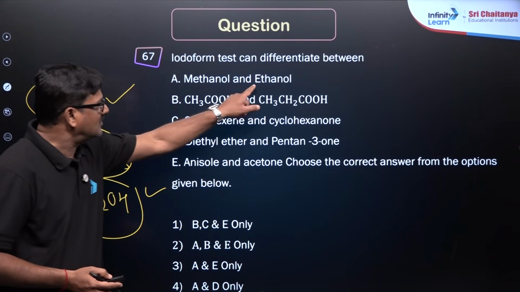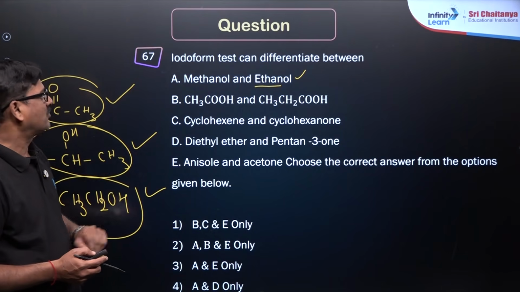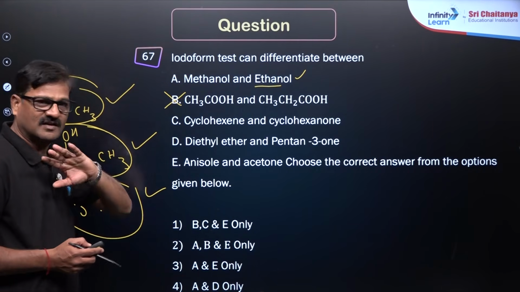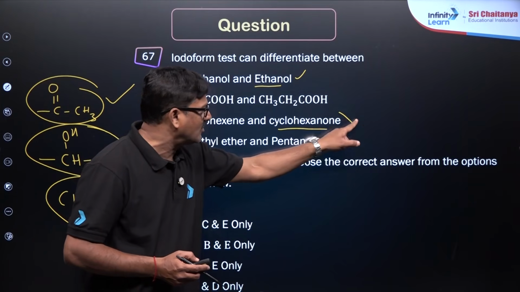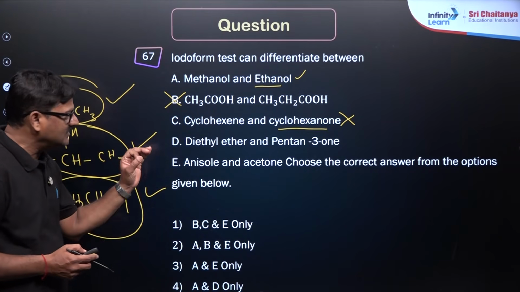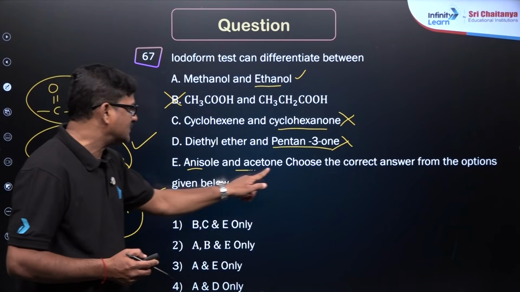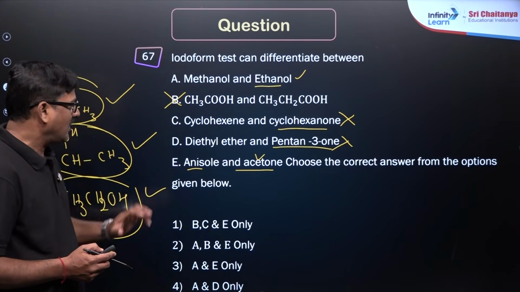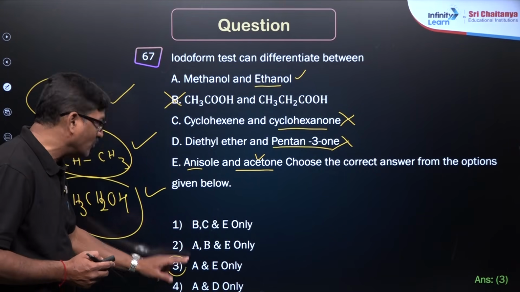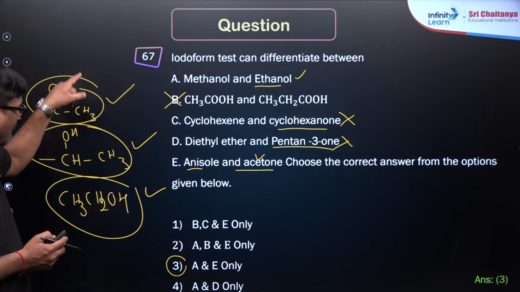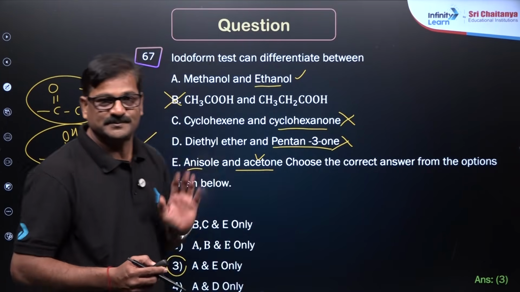So methanol and ethanol, it will give, and acetic acid and propionic acid, carboxylic acids are not included. Cyclohexene and cyclohexanone, it will not be. And diethyl ether and pentan-3-one cannot be. So anisole and acetone can be. So I want to say A and E only can be given by the iodoform reaction based on these particular experimental conditions.